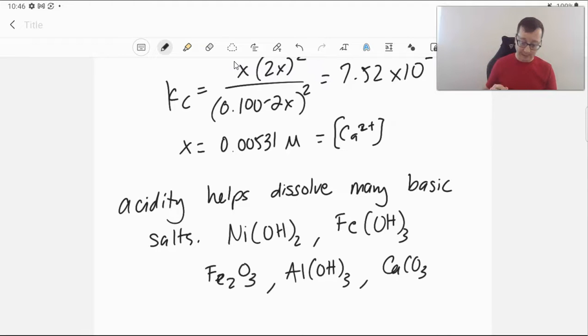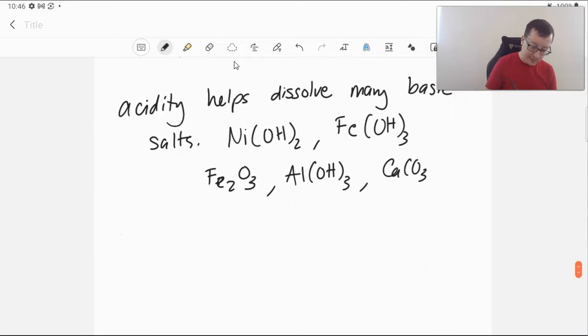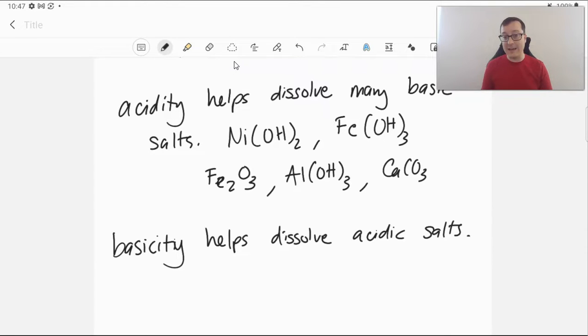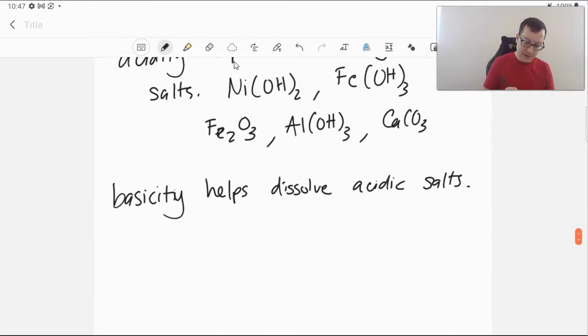By contrast, we'll see that the opposite is true for basic solutions. Basicity helps dissolve acidic salts. So, for example, if you were to have a salt that is acidic, you've got a cation on there that is, for whatever reason, insoluble. Say we have cadmium bioxalate or something.